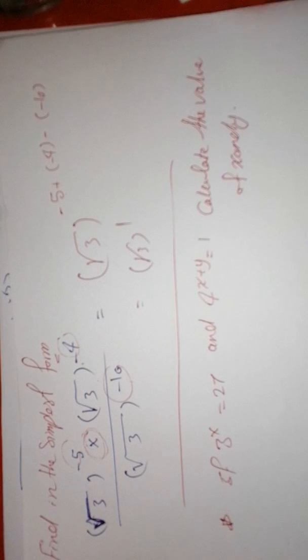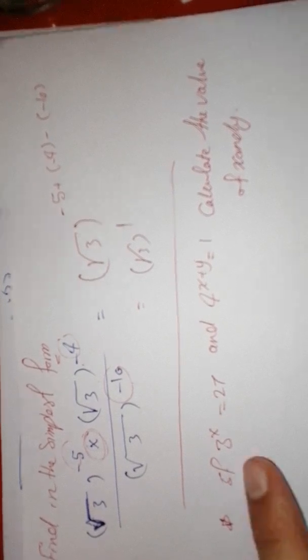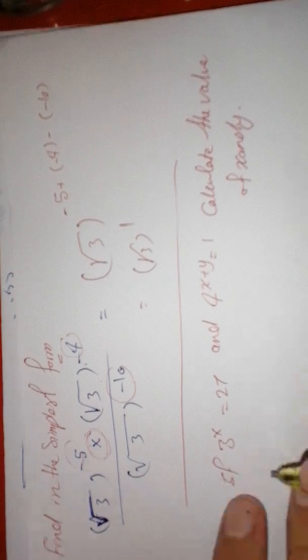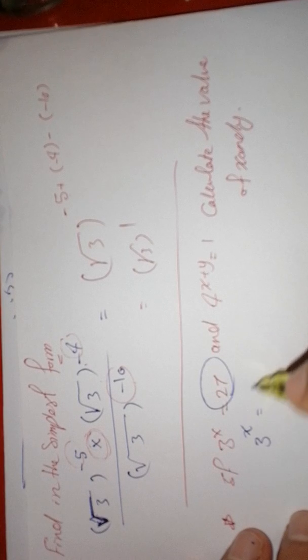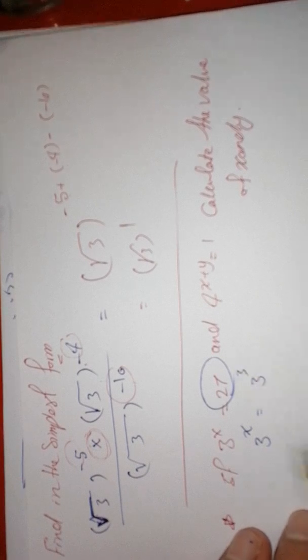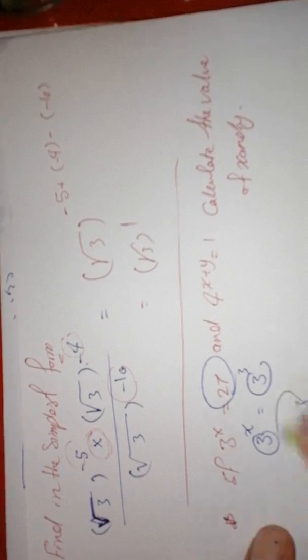Again with another question, and it says 3 power x equals 27 and 4 raised to the power x plus y equals 1. Calculate the value of x and y. From the first equation, we can find the value of x. How can you find it? 3 power x, which is equal to 27, can be written as 3 all power 3. So the base is equal to the base, and it doesn't equal 0 or 1 or negative 1, so x equals 3. And this is the value of x.